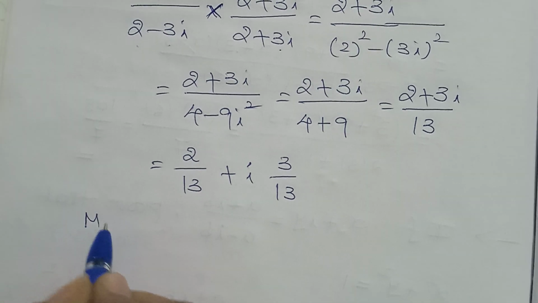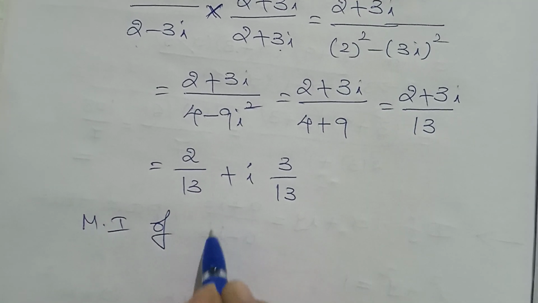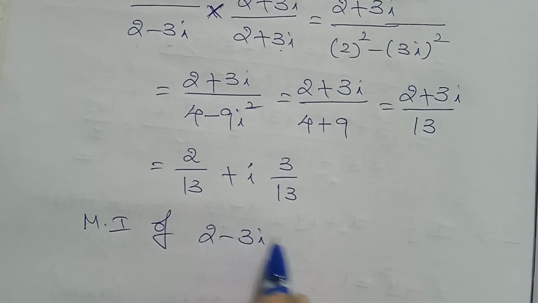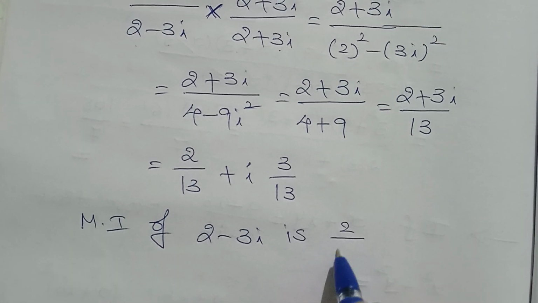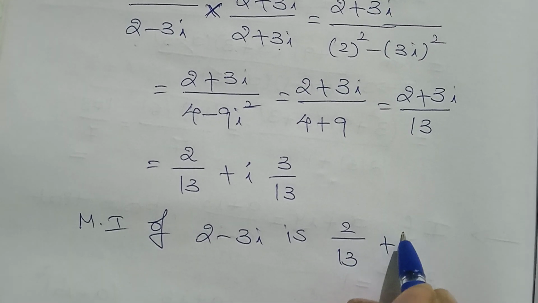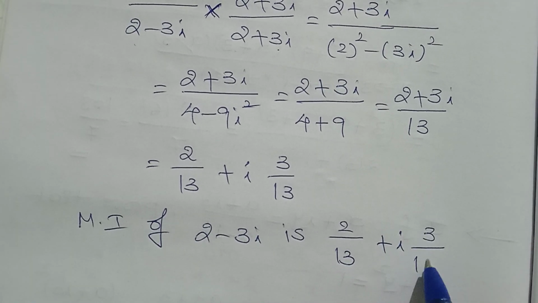So the multiplicative inverse of 2 minus 3i is 2 by 13 plus i into 3 by 13.